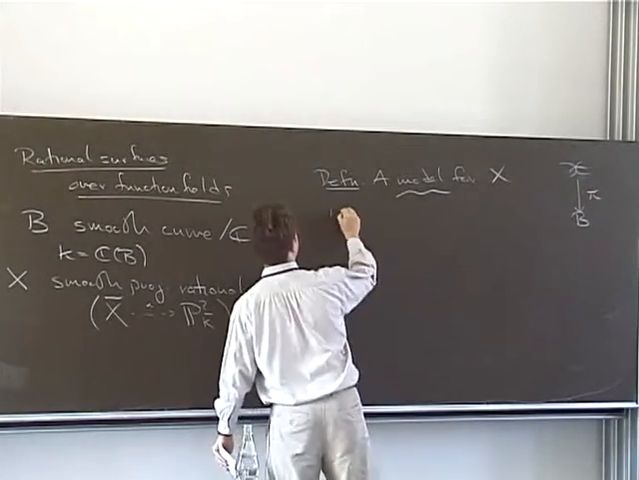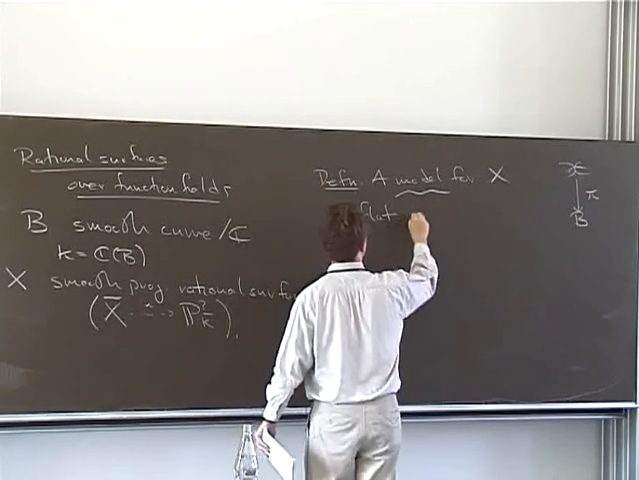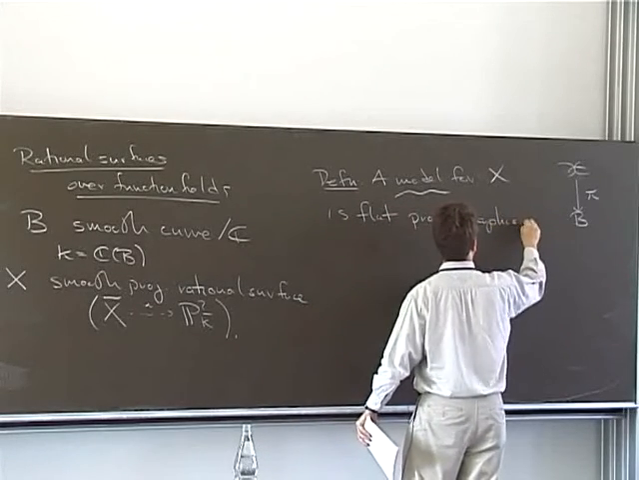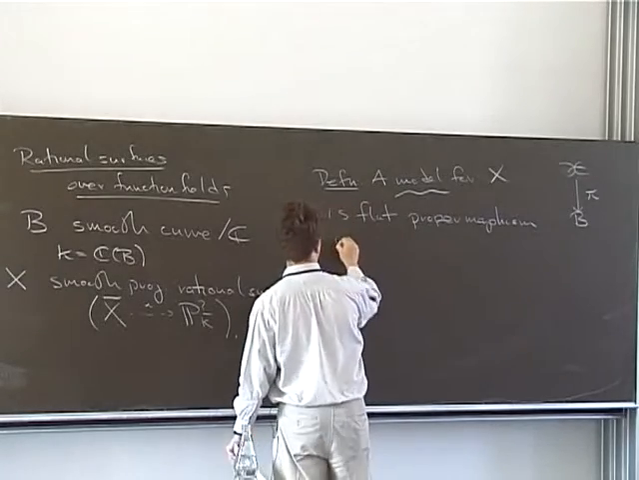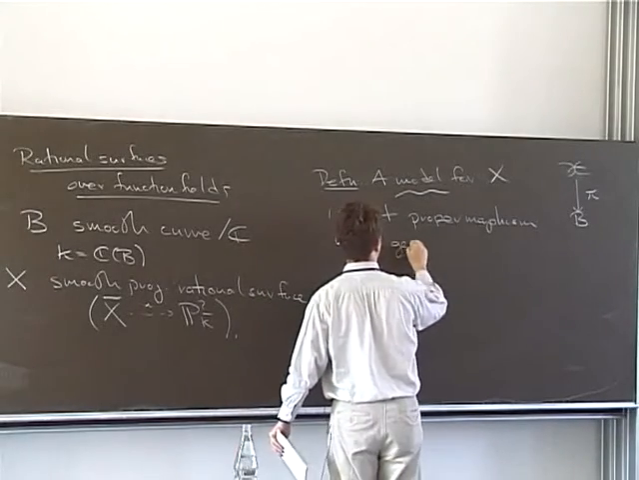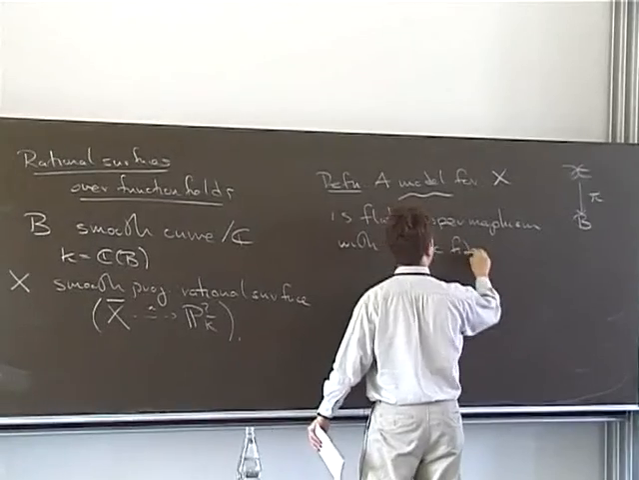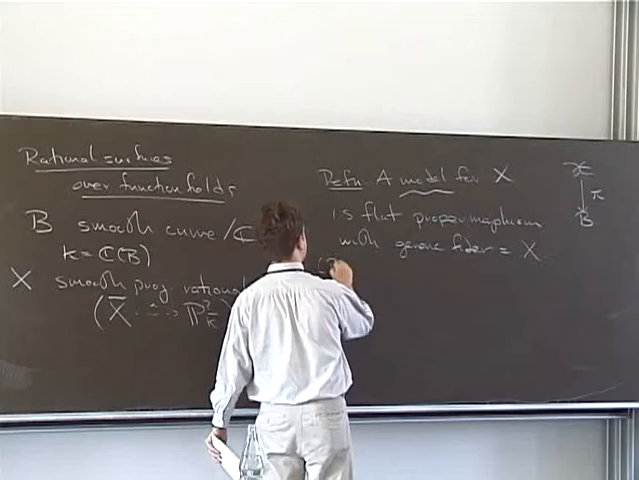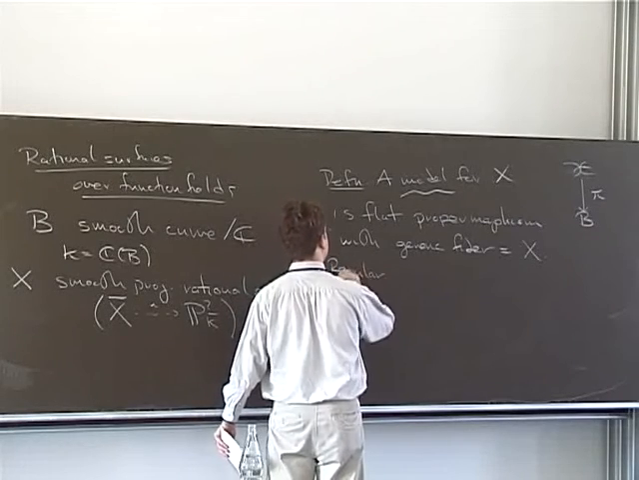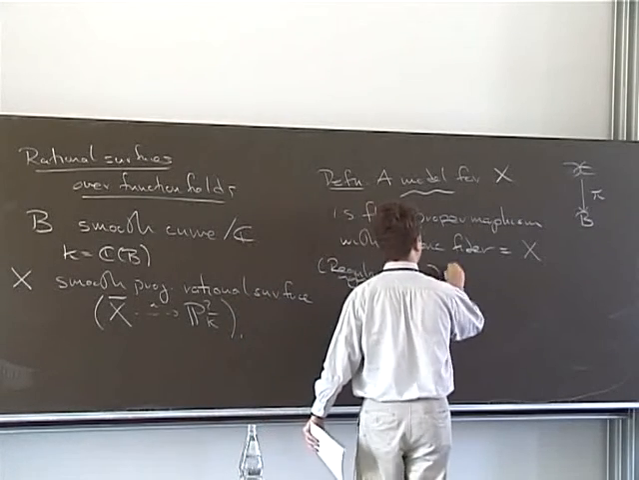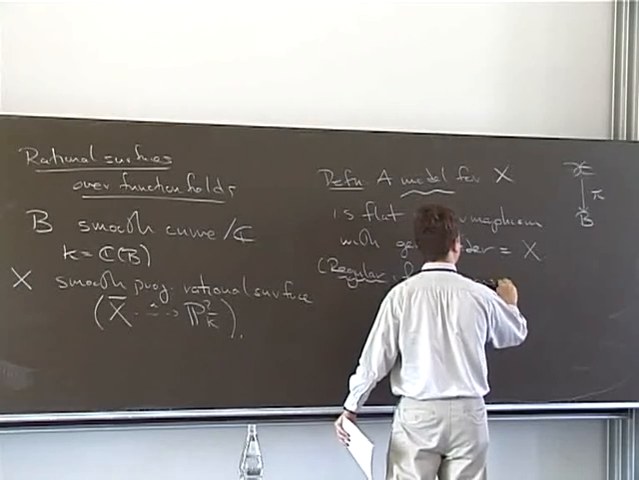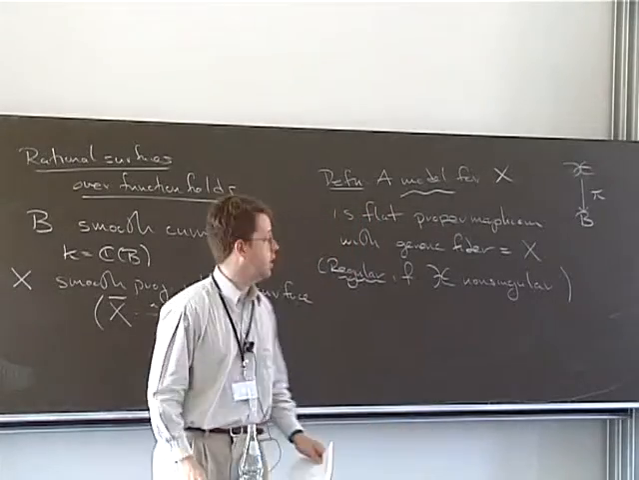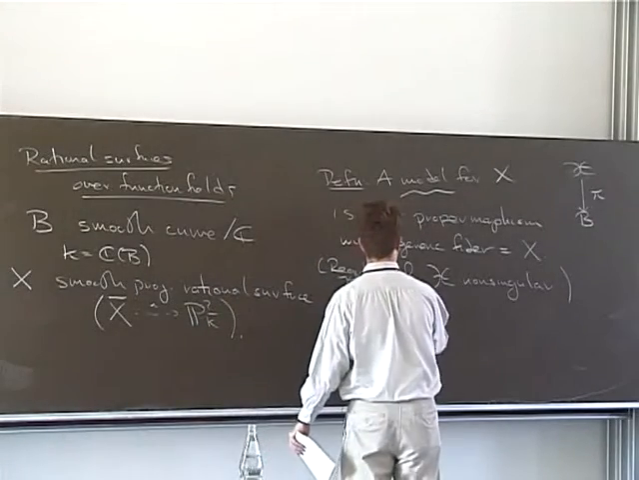So it's a flat, proper morphism with the generic fiber equal to X. And we'll say that this is regular if the total space is non-singular. We can always achieve this by just resolving the singularities. So we resolve if necessary.